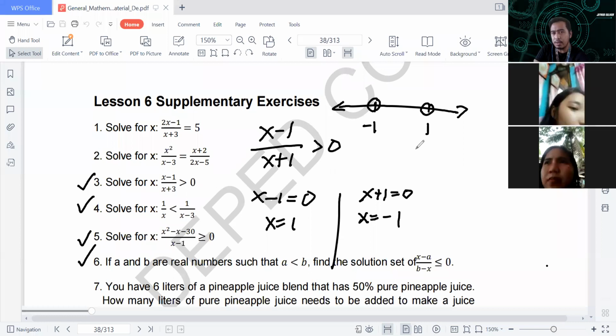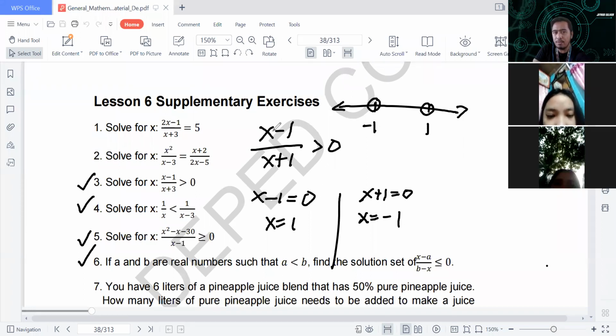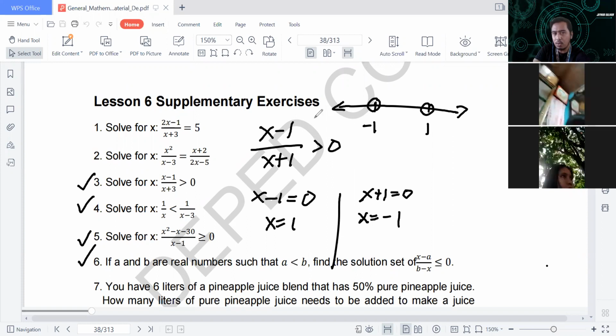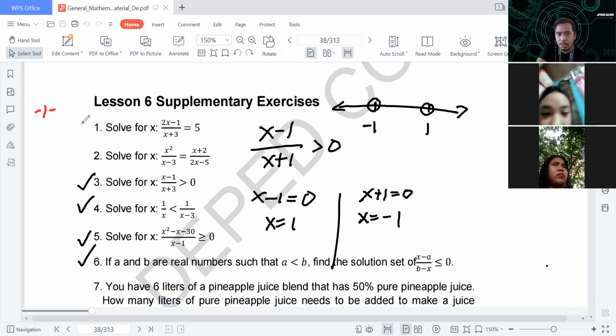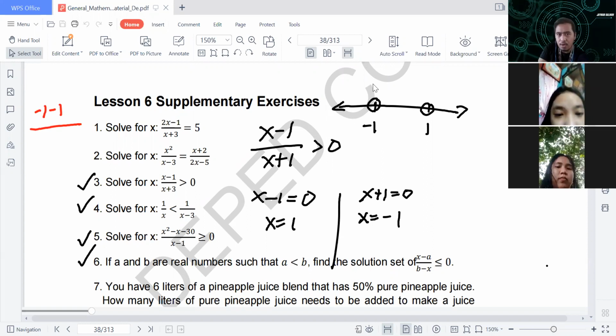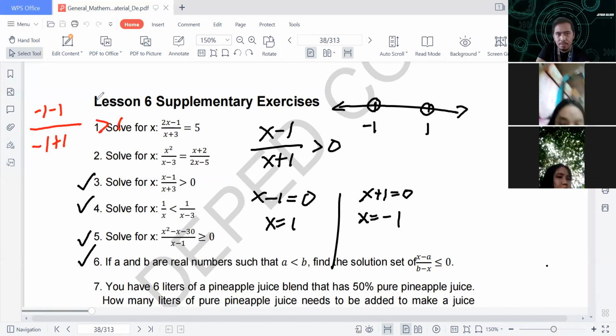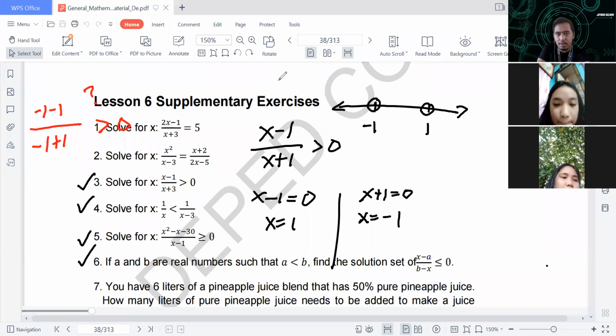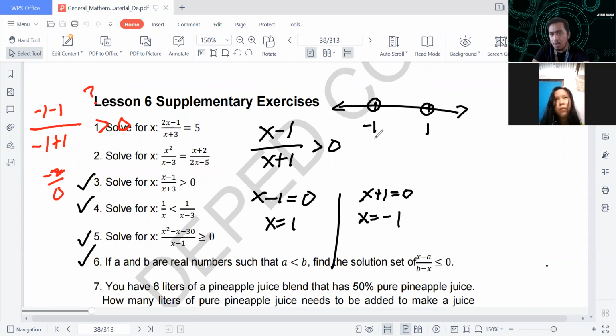Then the next thing that you will be doing is determining whether these numbers are included in your solution or not by testing them. Okay, let's start with the negative 1. When x is negative 1, is this inequality true? It will be negative 1 minus 1 all over negative 1 plus 1. Is it greater than 0? I think that's not true, right? Because if you simplify it, it will be negative 2 over 0, and that is undefined, so the value negative 1 cannot make your inequality true.